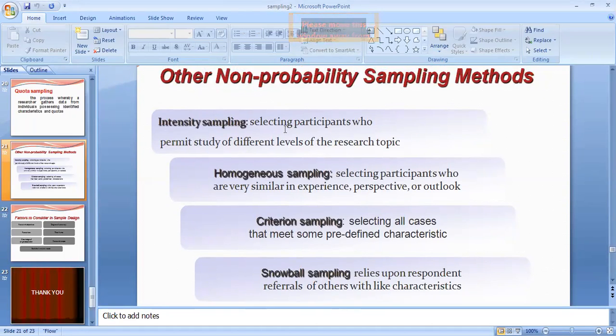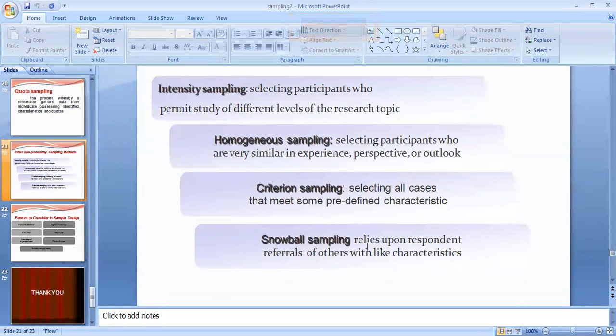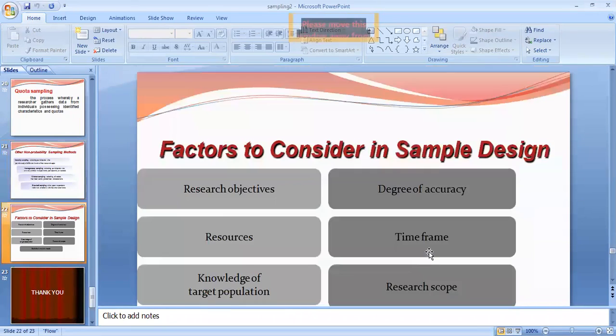There are four types. Selecting participants who permit study of different levels of the research topic, this is intensity sampling. Homogeneous sampling is selecting participants who are very similar in experience, perspective, or outlook. Every trait is similar, this is why it is homogeneous. Criterion sampling is selecting all cases that meet some predefined characteristics, that means predefined conditions are needed. And snowball sampling relies upon respondent referral of others with like characteristics.